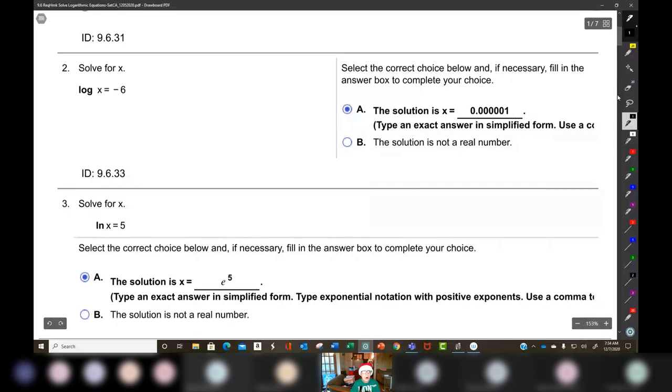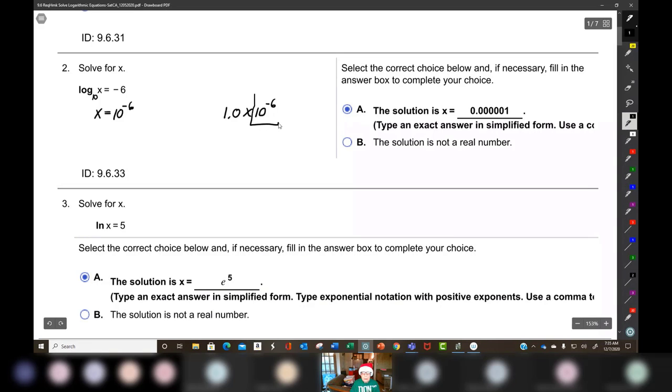Okay, now here we have the log of x equals negative 6. Remember that when you see the word log by itself, the base is 10. So x is going to equal 10 to the negative 6. Well, this is scientific notation, okay? And really not everybody here has had a science class. The first thing you learn in any science class is scientific notation. So let me show you what this stands for. This stands for 1.0 times 10 to the negative 6.